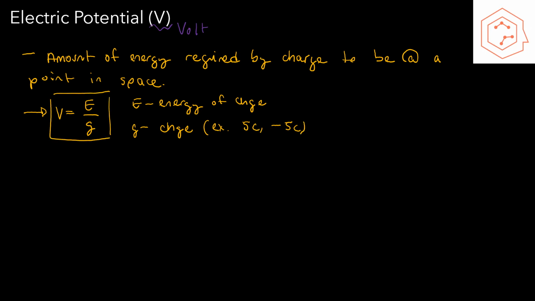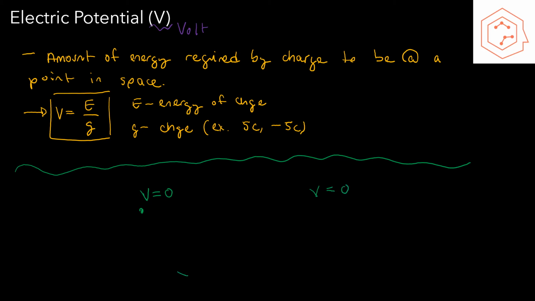Now a situation would be, let's suppose we have a region in space with no charges. Then every single point would have a voltage, or V, of 0. Since there's no charges around, if I brought another charge Q2 to this point, there's no forces acting on Q2, so there's no energy that I have to put in to bring Q2 to this point. So every single point in this region has voltage 0.